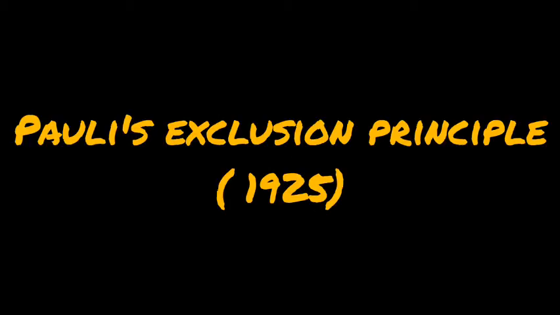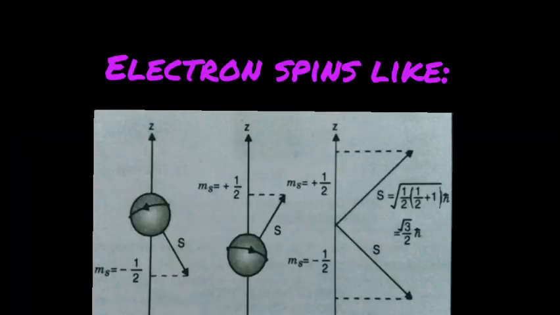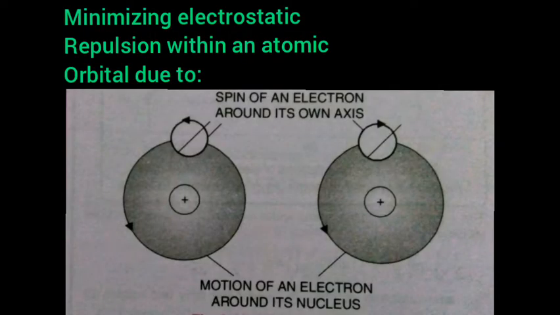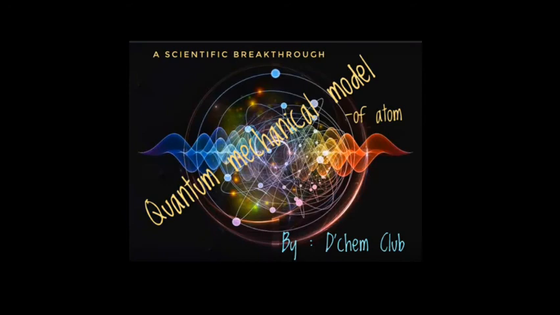To reduce the possible electrostatic repulsion in the same orbital, electrons are thought to have opposite spins, and that's why not more than 2 electrons can reside within the same home, that is orbital. I think you have also learned about it in my previous video.